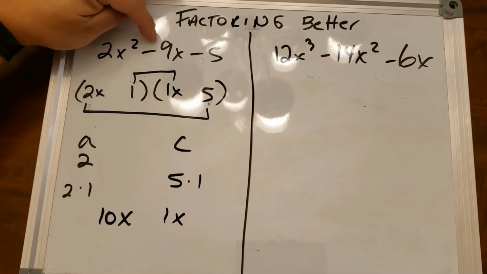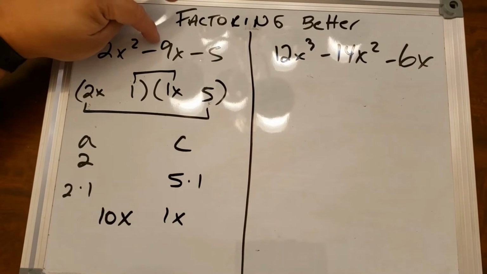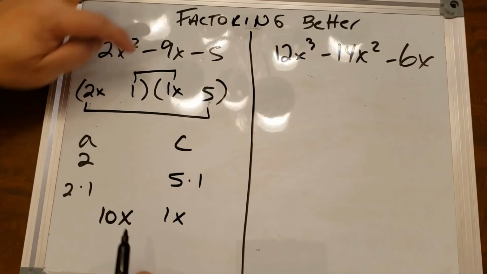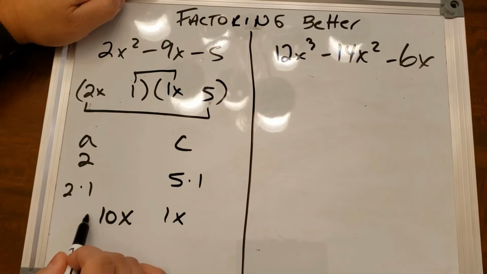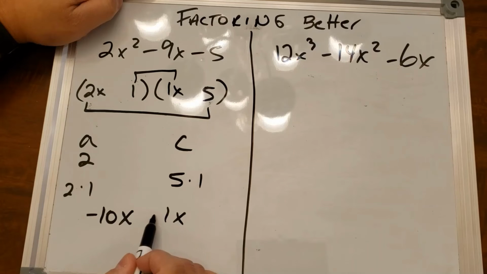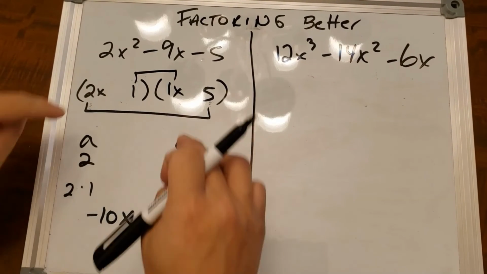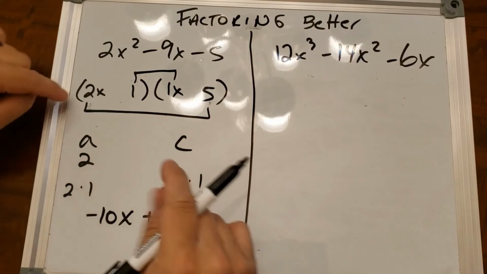And then again, I'm going to ask the question, is there any way to get a negative 9x? Well, yeah, you could do 10 minus 1, right? But remember, I need negative 9x, so the 10 is going to need to be negative, and the 1 is going to need to be positive, okay? So I know this is the way I'm going to have to figure out my signs.